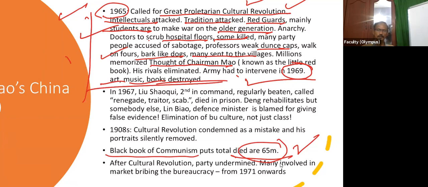So he never had the habit of accepting criticism. In fact, one important thing about 1965 was that Stalin died in 1953, and later Khrushchev came to power. Khrushchev denounced Stalin, and many of the atrocities of Stalin's era came to be known. Mao did not want to meet the same fate, and also he wanted to do something which Stalin could not, and which Lenin also could not.